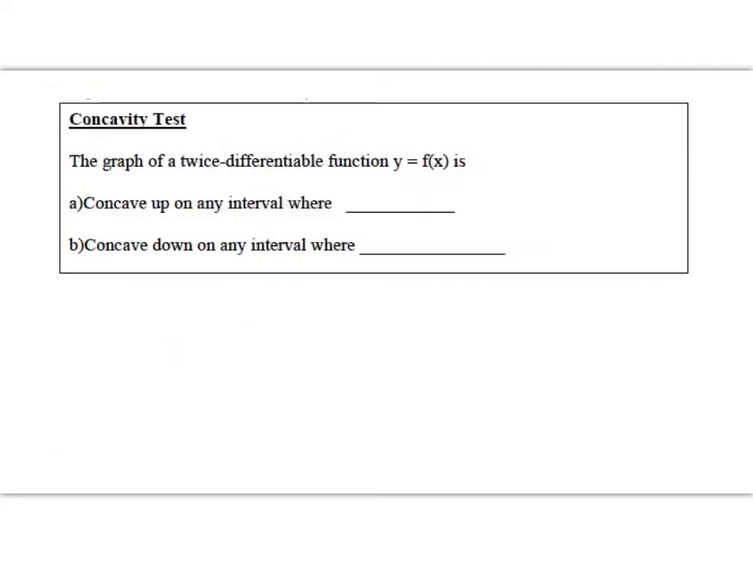Okay, so the concavity test is very simple. The graph of a twice differentiable function f of x is concave up on any interval where f double prime of x is greater than 0 and concave down where f double prime of x is less than 0. Now that makes a lot of sense if you piece together what we've just talked about, but if following that's a little bit difficult, fortunately this is a pretty easy thing to remember. Concave up when the second derivative is positive, concave down when it's negative. Just that easy to do.